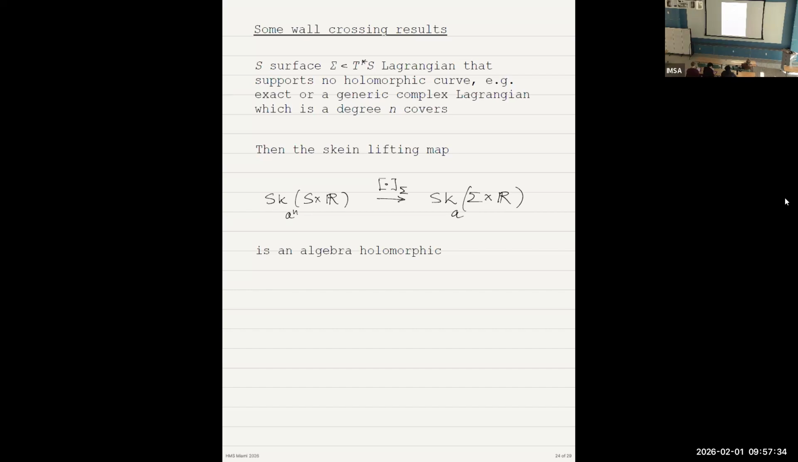That's a typical situation if, for example, the surface is a complex Lagrangian. If it's the graph of some kind of holomorphic form, and then you scale and rotate it, now it's Lagrangian, and it would generically not have any curves. Then observe first that this skein lifting map is now an algebra homomorphism. The algebra, when you have surface times R, is just stacking nodes in the R direction. Of course, if you lift, nothing happens, and you lift again. So this is triviality.